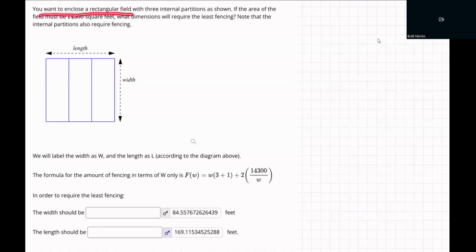You want to enclose a rectangular field with three internal partitions as shown. Now you might have two, three, four, five, six, seven, something like that. I have three. If the area of the field must be 14,300 square feet, what dimensions will require the least fencing? So you've got an area you need.